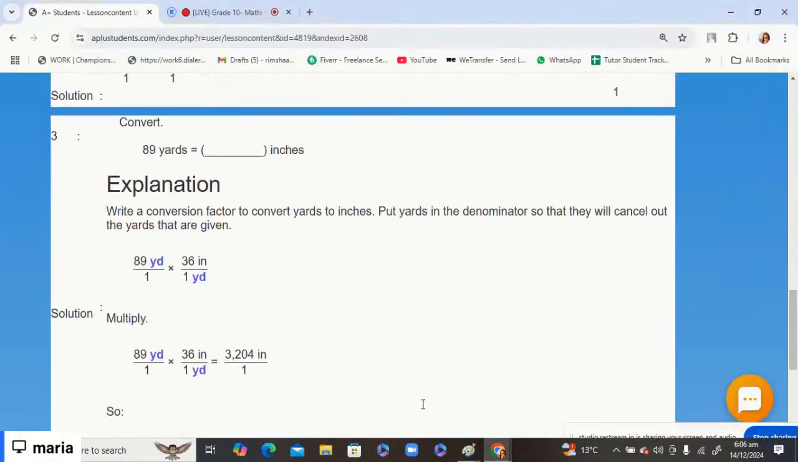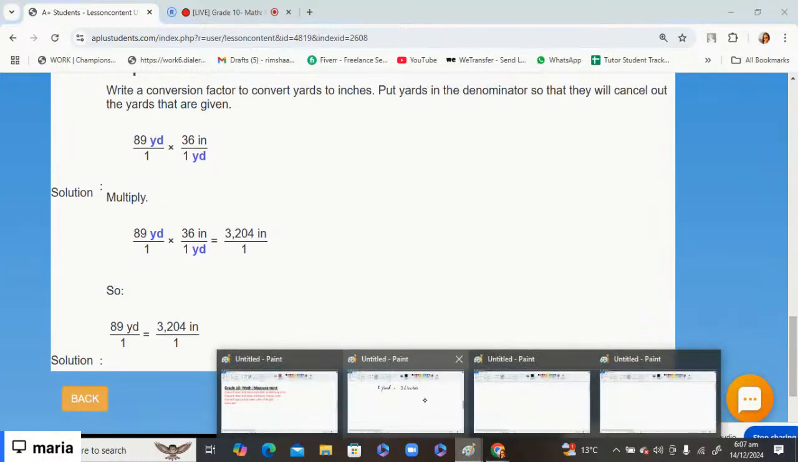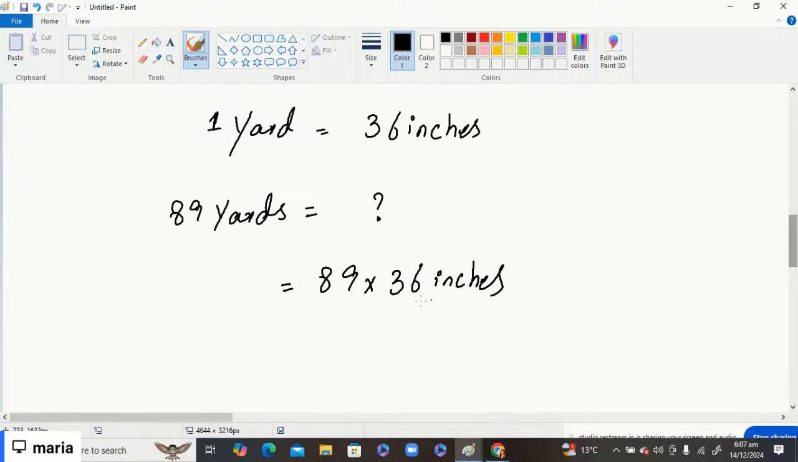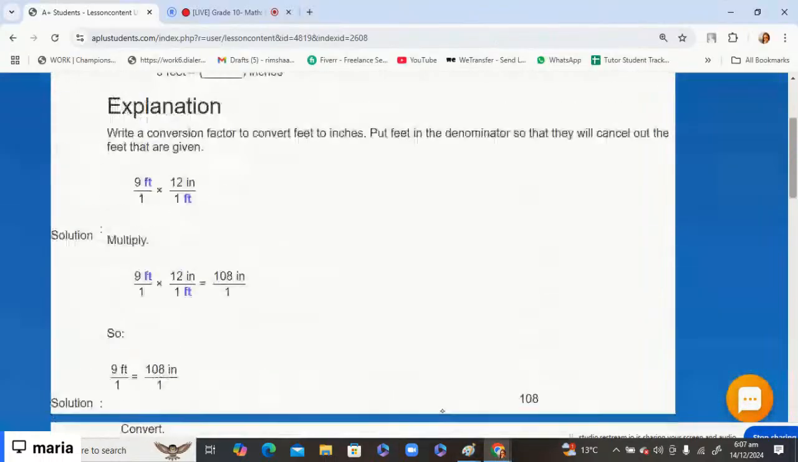So here is the question that is given. 89 yards is equal to how many inches? You just multiply 89 with 36 inches, and in this way you get your answer. This is the way that we are going to check.